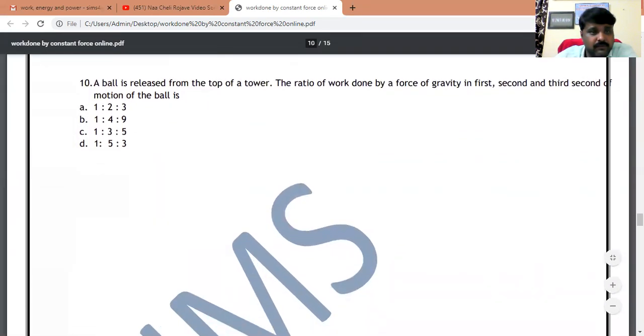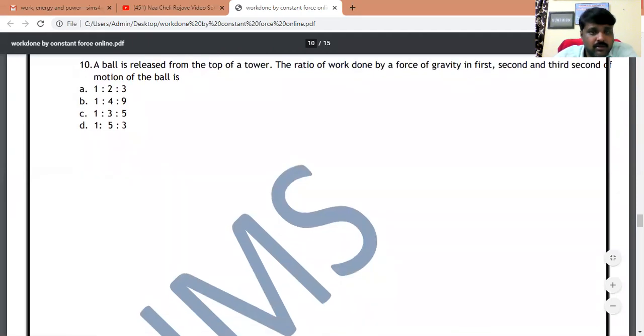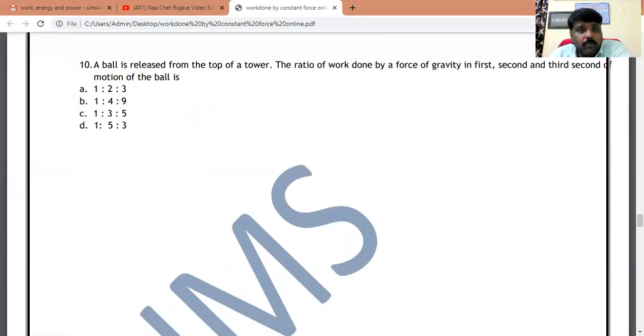Okay, here we have a ball. A ball is released from the top of a tower. The ratio of work done by the force of gravity in the first, second, and third second of motion of the ball is, first second, second second, and third second.